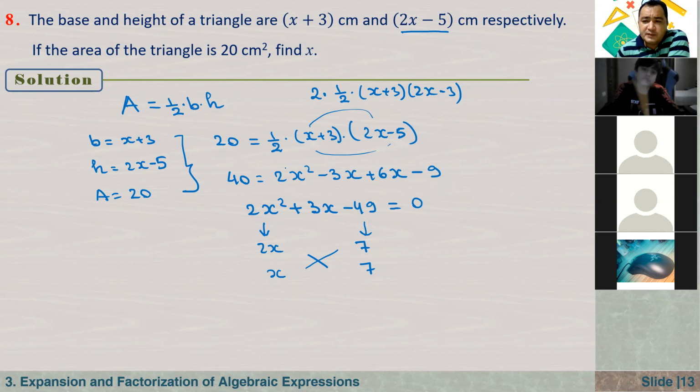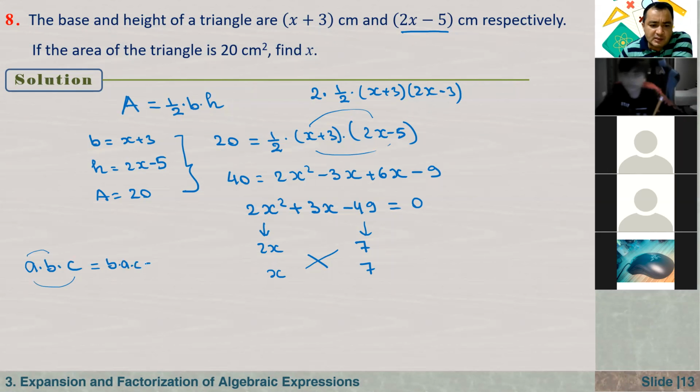And here 1/2. Because Ayan, when you are multiplying this, a times b times c, that means you should multiply a by b or a by c, right? Because a times b times c is the same thing as b times a times c, or the same thing as c times a times b. We can just interchange their places, right? 2 times 3, 3 times 2.